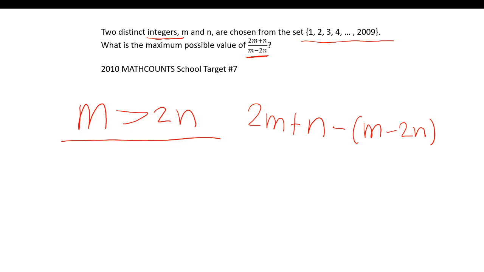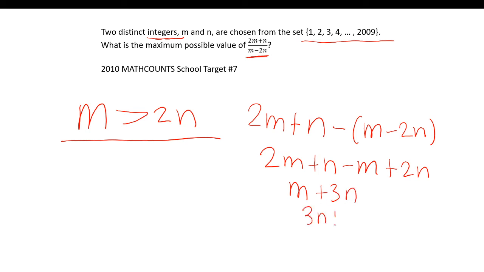And now we can just combine like terms and simplify the expression as usual. I'm going to do this: negative m plus 2n. I'm going to combine these like terms: 2m minus m gives me m, and n plus 2n is 3n. I'm going to rearrange that. So now we have the greatest possible value of 3n plus m when m is greater than 2n.